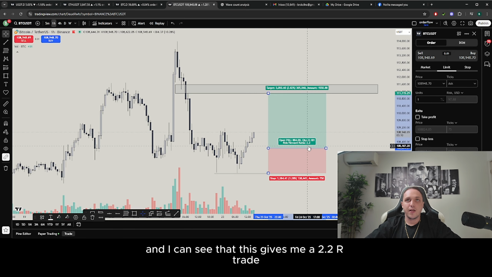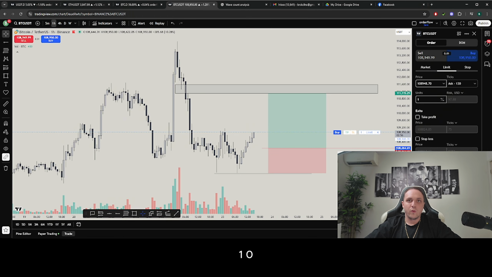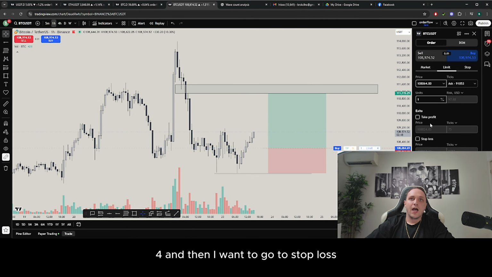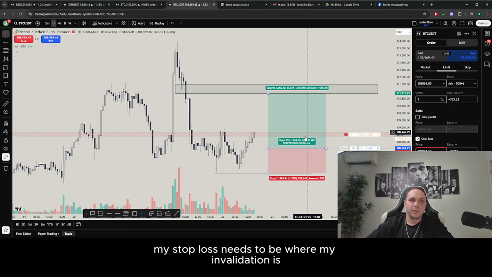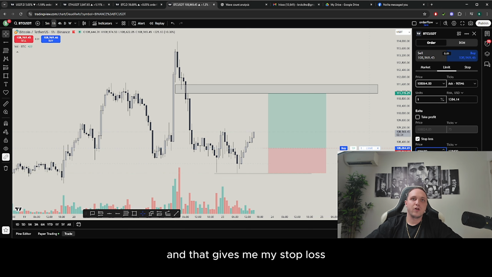Now if I move to the right hand side, I can start to look at paper trading this. So what I can do is type in price. So I want to get in at this level through here, 108064. So I go up to price in this limit order, 064. And then I want to go to stop loss. My stop loss needs to be where my invalidation is under this swing low. So I can see here 106680, and that gives me my stop loss.